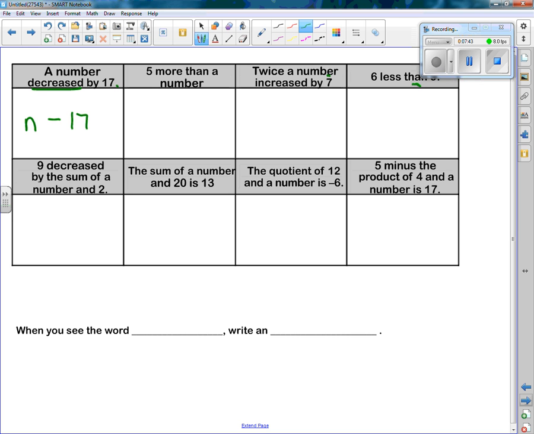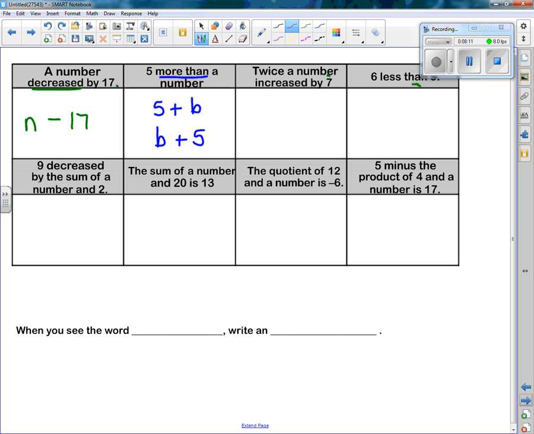Okay, so next example, we have 5 more than a number. More than tips us off that we're going to be using addition. Remember, order is not as important when you're using addition, so we could write this as 5 plus b, or we could write it as b plus 5. Because again, order is not as important when you're using addition. Okay, looking at the next one.